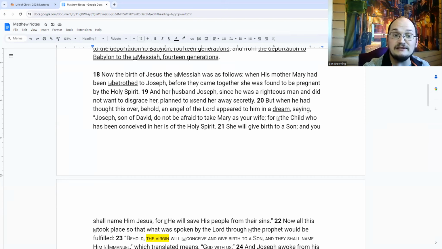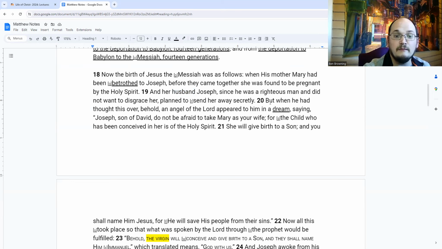So then her husband, notice he's called her husband here, okay? They're betrothed, he's called her husband. Again, that's because of that unique situation. So the marriage is not consummated, yet they are effectively husband and wife at this point. Since he was a righteous man and did not want to disgrace her, he planned to put her away secretly. Basically, he didn't want to hurt her. He did not want her to have the consequences that she could have if it came out that she had committed adultery and that she had been promiscuous.